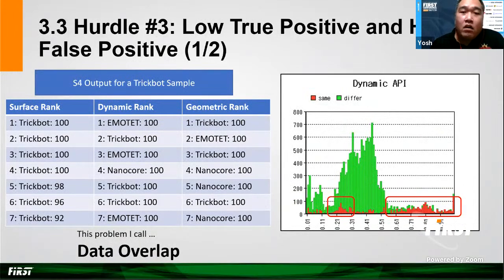Next hurdle. On the left side of the screen is the ranking result of one of the three TrickBot samples. Normally, we would like to see TrickBot at the top of the list. But there are many different types of malware in the mix. In a case like this, we examine the scores of each tool on the sample. Visualization is useful for examining the characteristics of data.